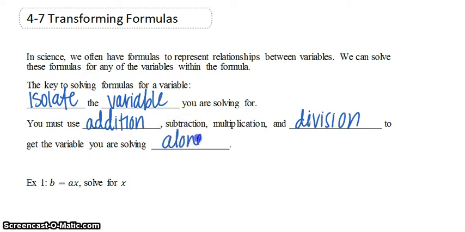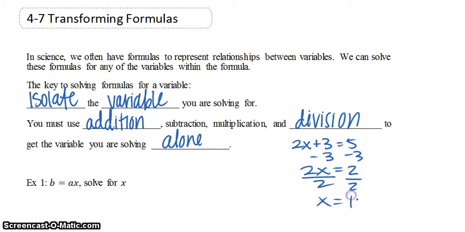Okay, so just like if you need to get one of the variables by itself, if you were to have 2x plus 3 equals 5, you would, again, subtract 3 from both sides. You use subtraction, then you have 2x equals 2, divide by 2 to get x by itself, which is 1.